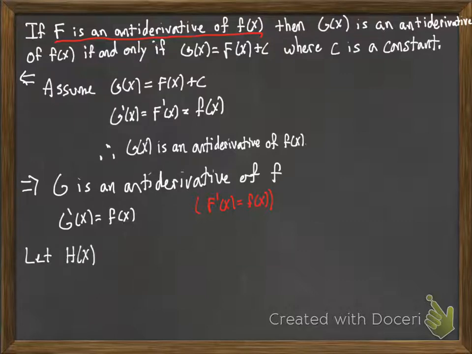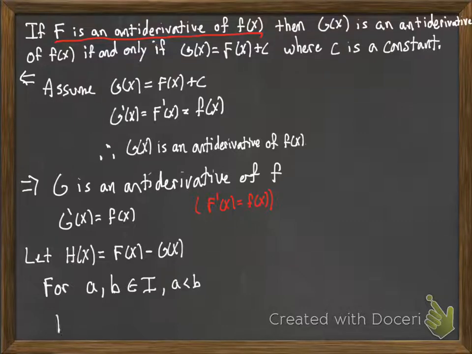So we say let H of x be equal to F of x minus G of x, sorry. We could also do G of x minus F of x, either way. Now pick any a and b in whatever interval these happen to be antiderivatives on. And while we're at it, let's assume that a is less than b.